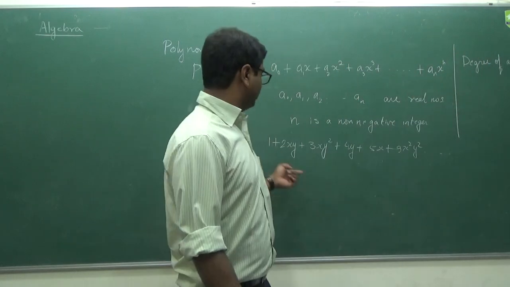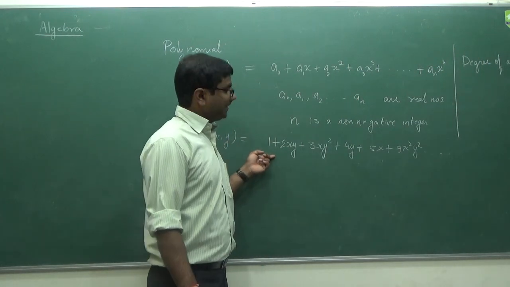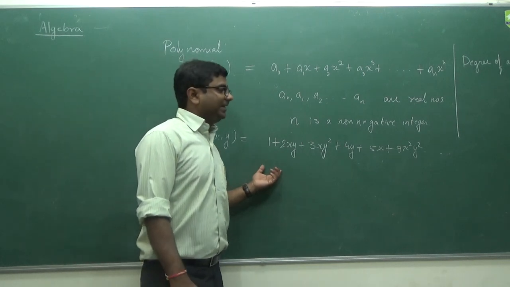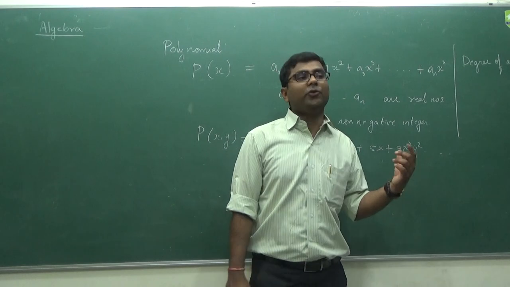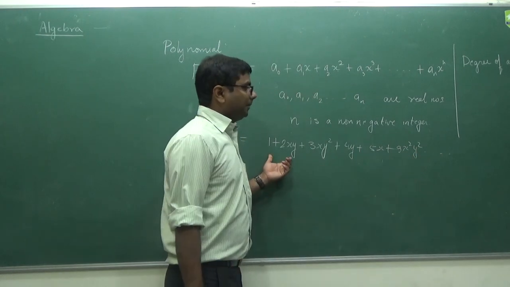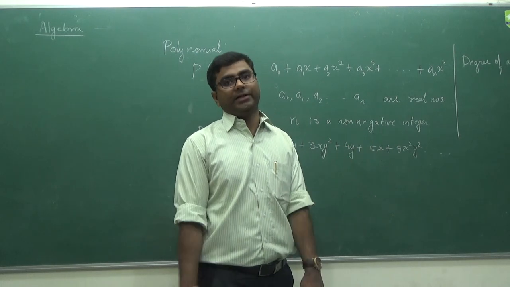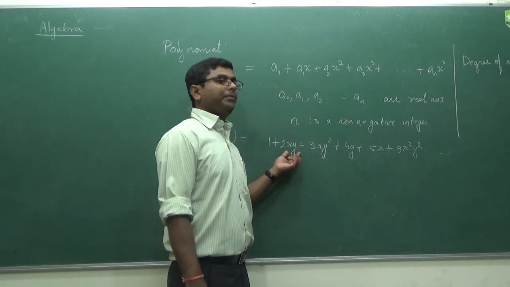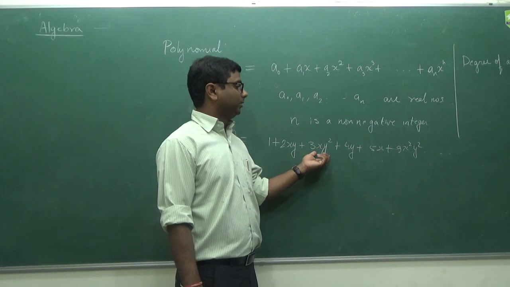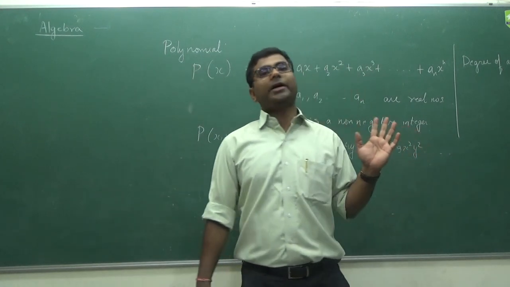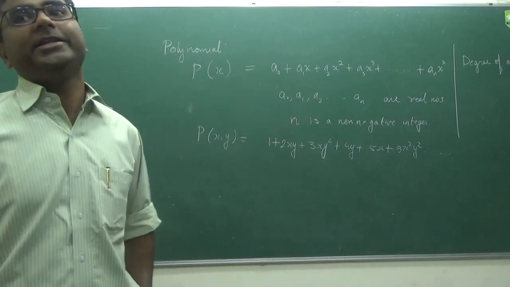What about this one? What is the degree of this? Not 2. In such cases, you just check, it's 4. Why? Because you find the highest sum of powers of all the variables. What is the sum of powers here? 2. Here? 2. Here? 1. Here? 1. Here? 4. So the highest is 4. The degree is 4.